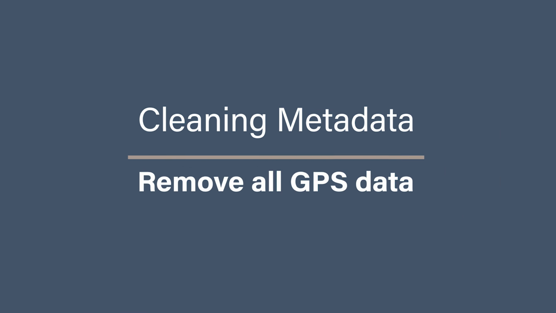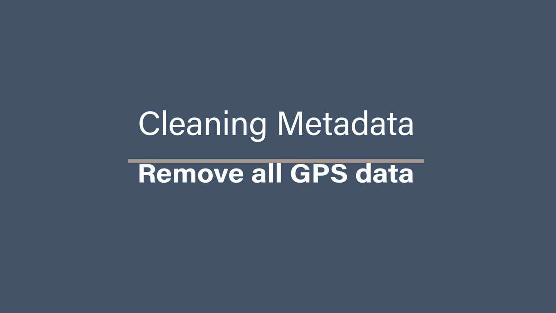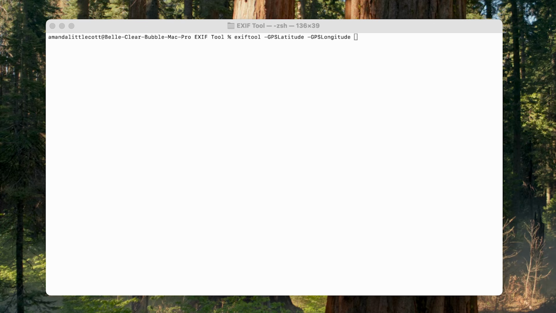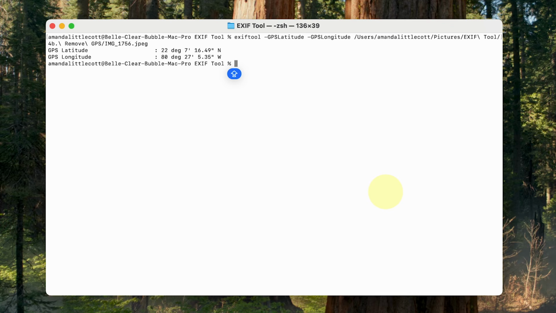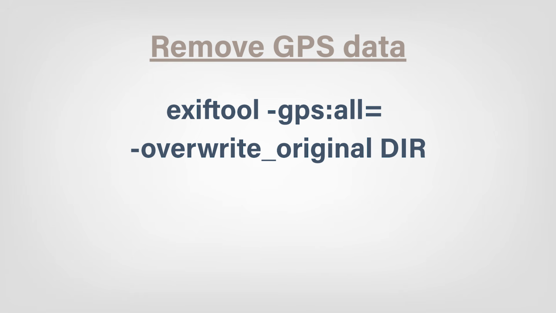Remove all GPS data. Also, removing your GPS data is a really good way of not showing where you're taking your photos. If I look at this photo and try and look for the latitude and longitude, you can see you could tell exactly where this photo was taken. However, if I use this little command, that data is going to disappear. Let's talk through the command.